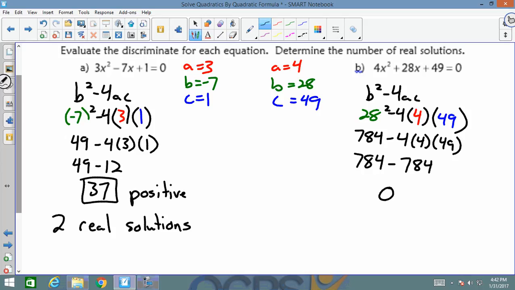If you get an answer of 0, like we did in this case, okay, so answer is 0, that means you have 1 real solution. And if you would have gotten a negative on one of those, that means you don't have any solutions.